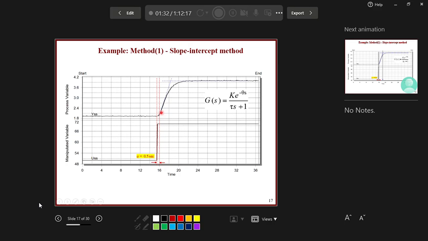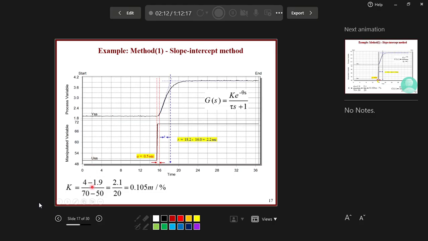Next, we find the tau. We will make a tangent from this point up, and a line from the steady state. They will cross at this point. Then we will project a line down and get the value of the time here. The difference between this time and this time will be the tau. So here it is 18.2 minus 16, which is equal to 2.2 seconds. Now we've got the theta and we've got the tau.